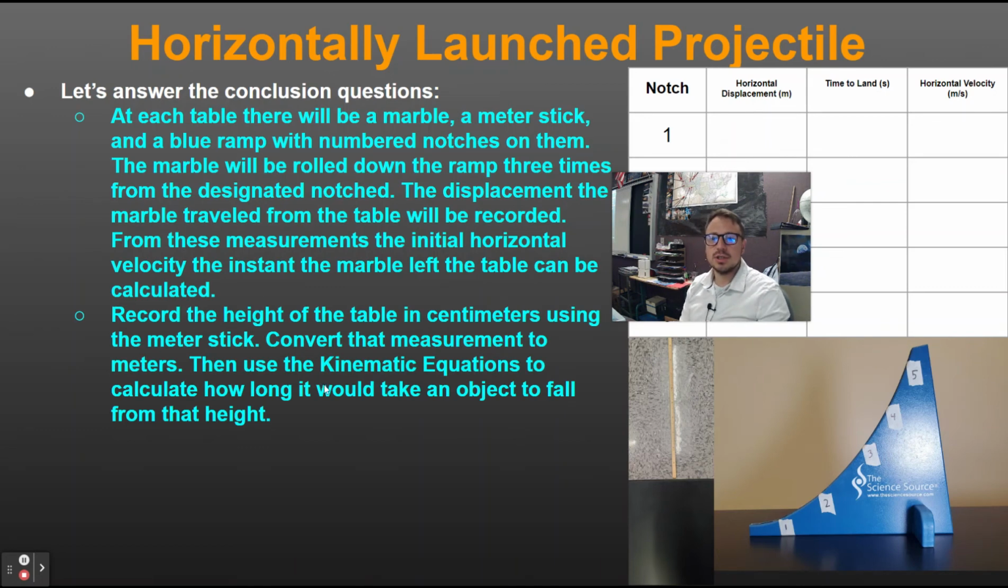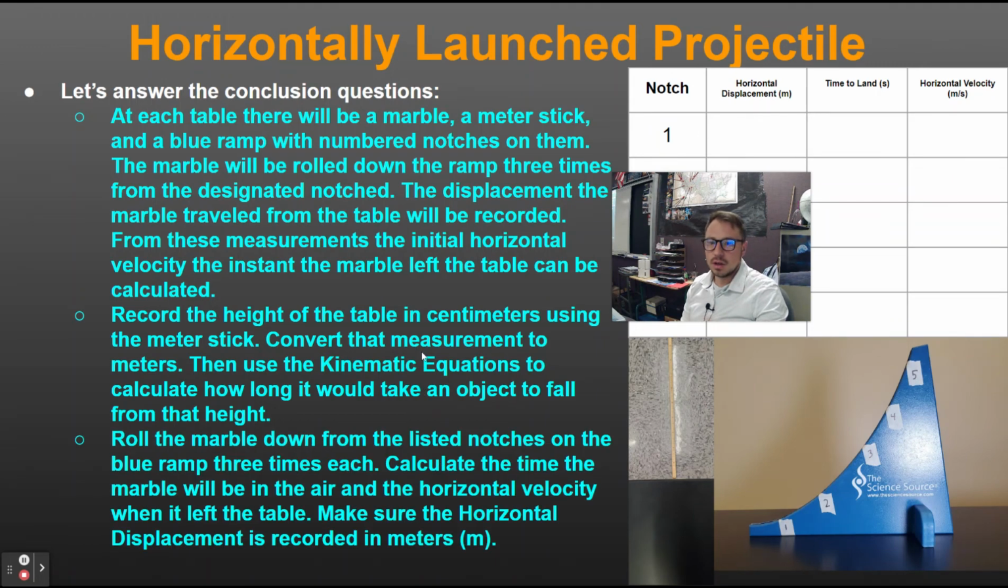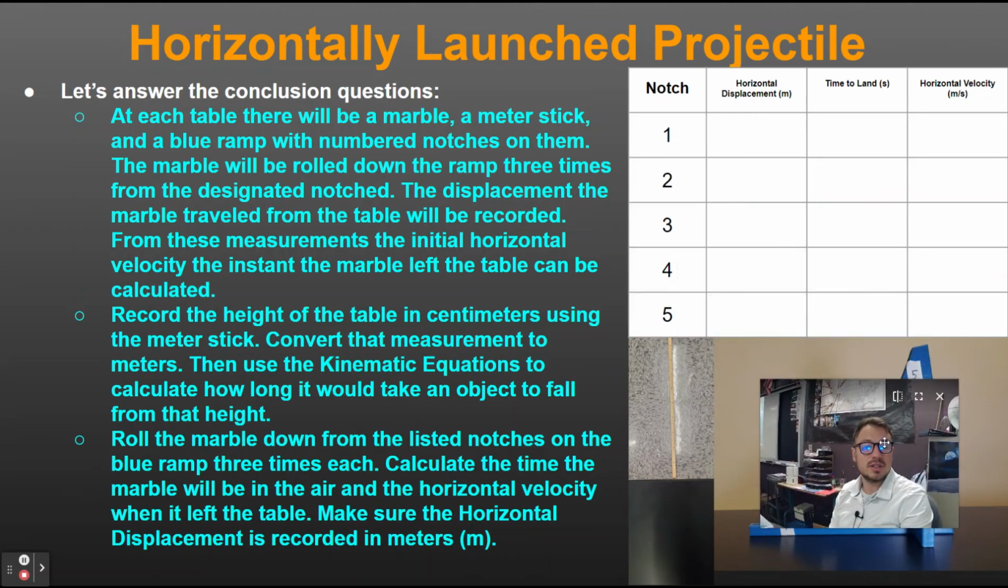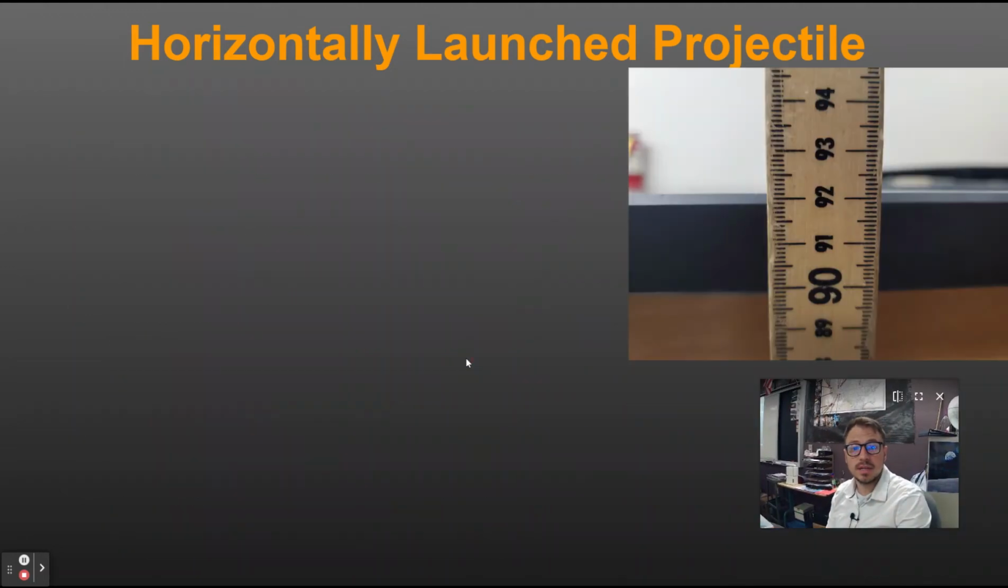So the first thing you need to do is record the height of the table in centimeters using the meter stick. Convert that measurement to meters, then use the kinematic equations to calculate how long it would take an object to fall from that height. Then just roll the marble down the listed notches on the blue ramp and calculate the time the marble would be in the air, and the horizontal velocity when it left the table. Make sure the horizontal displacement is recorded in meters. So we need our answers recorded in meters.